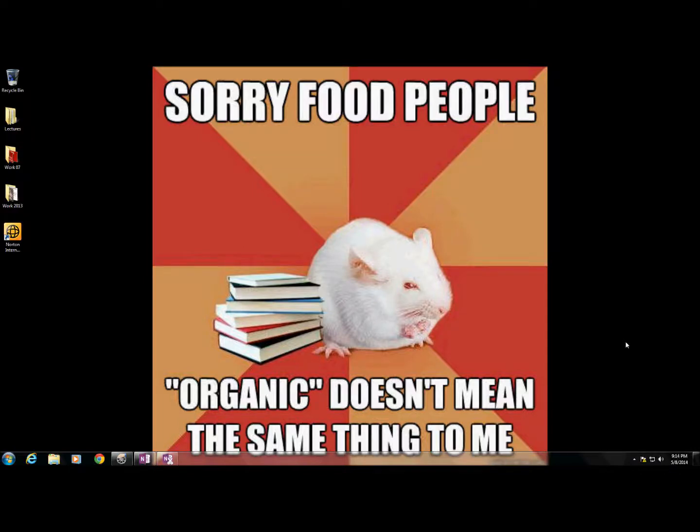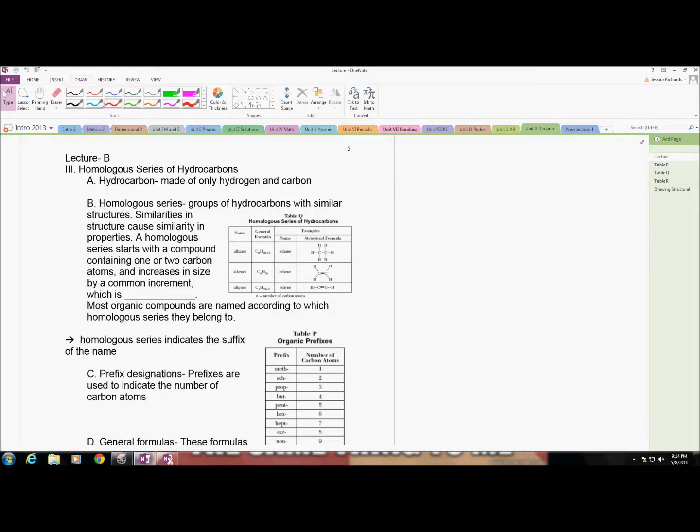This is Unit 11, Organic Chem, Lecture B. We're talking about hydrocarbons today. Hydrocarbons, remember, are made of hydrogen and carbon, and that's it. That's all that's in there. If there's anything other than hydrogen and carbon, you're going to use reference table R.